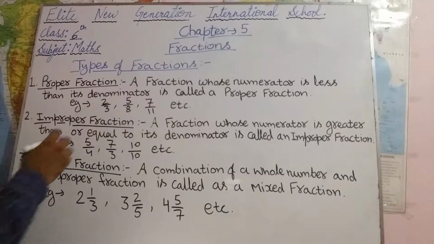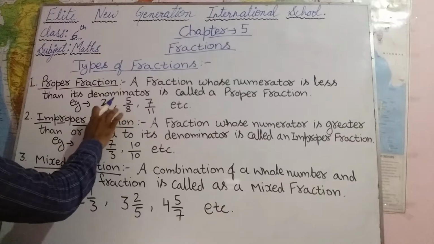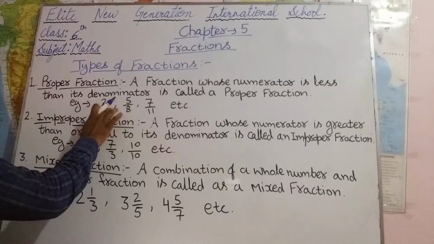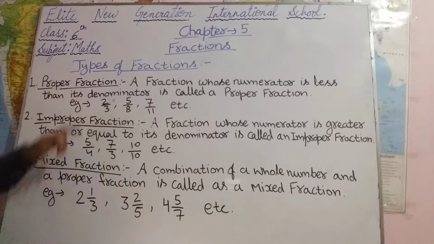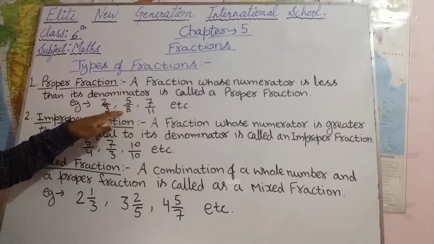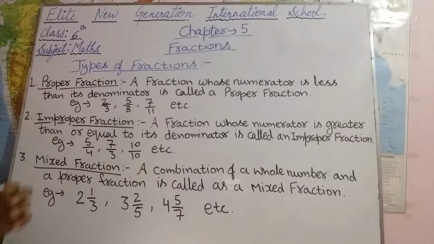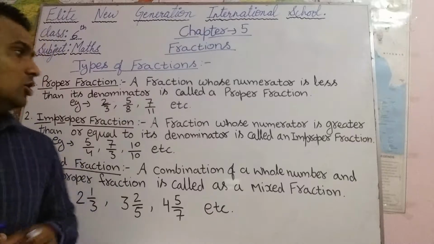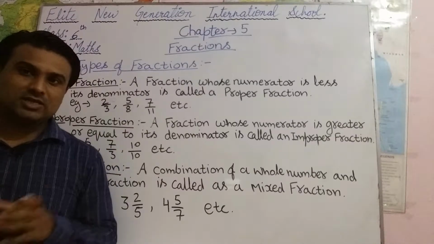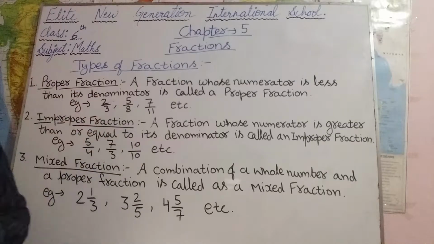So here we can say that the numerator is less than the denominator. Here the numerator is 2 and the denominator is 3. Here 2 is lesser than 3. Similarly, here also the numerator is lesser than the denominator, and in 7 upon 11, here also the numerator is lesser than its denominator. So when the numerator of any fraction is less than its denominator, we call it a proper fraction.